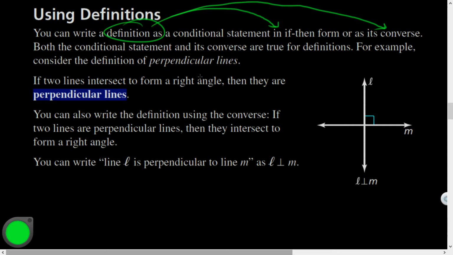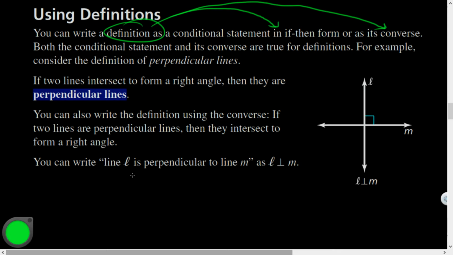For example, consider the definition of perpendicular lines. If two lines form a right angle, they are perpendicular lines. So there's a new definition for us, a definition that we will be able to use in our proofs in the future. You can also write the definition using the converse: if two lines are perpendicular lines, then they intersect to form a right angle.